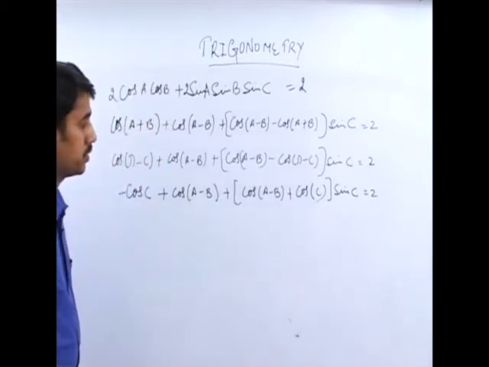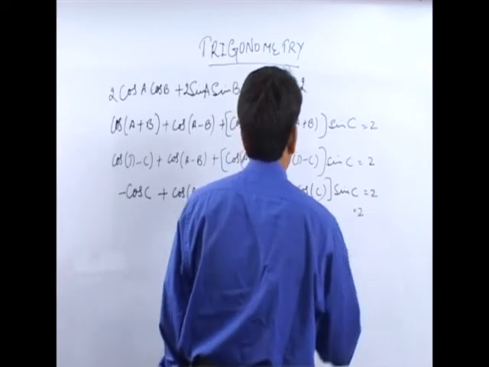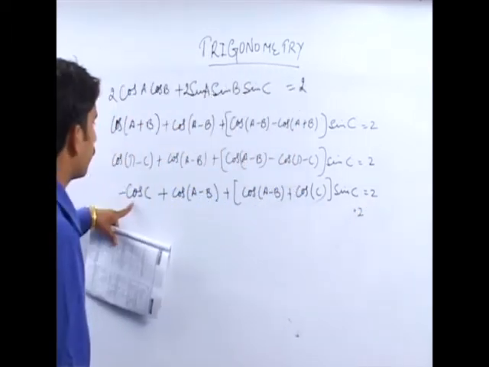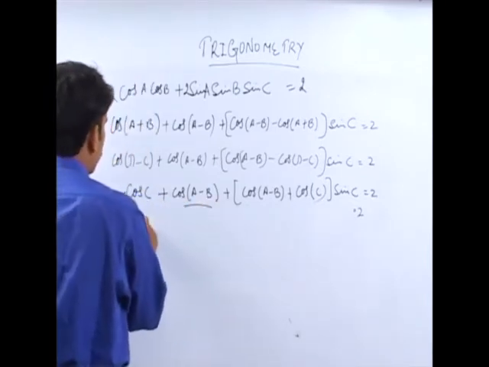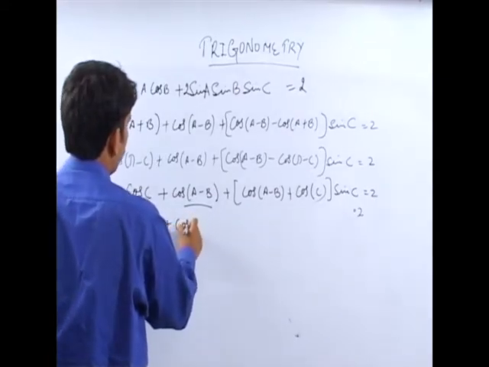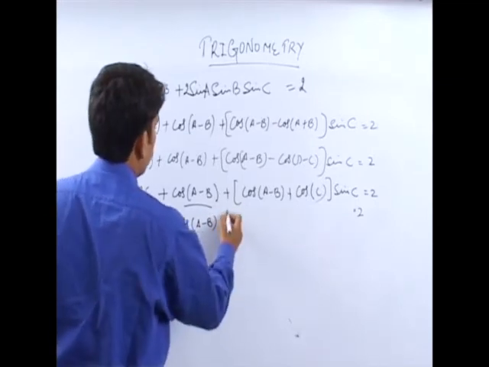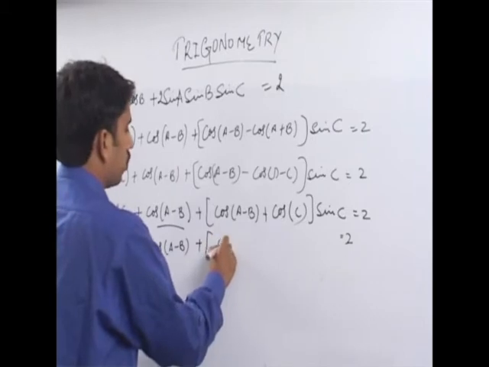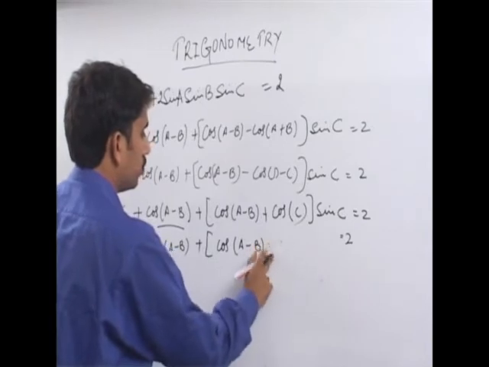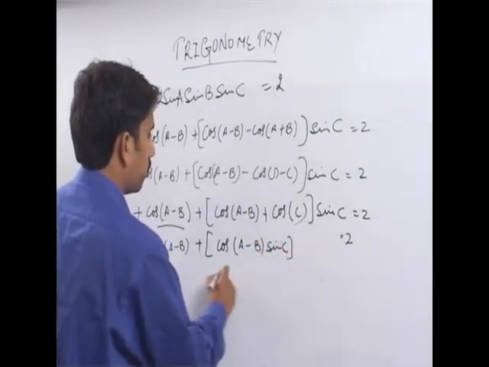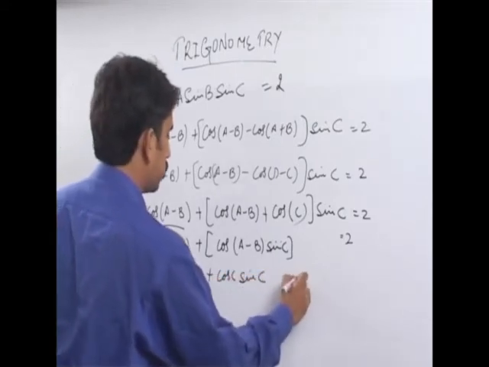Now let us take twice of this. When you solve this again, you will get minus cos C plus cos of A minus B, plus cos of A minus B plus cos C, into sin C is equal to 2.